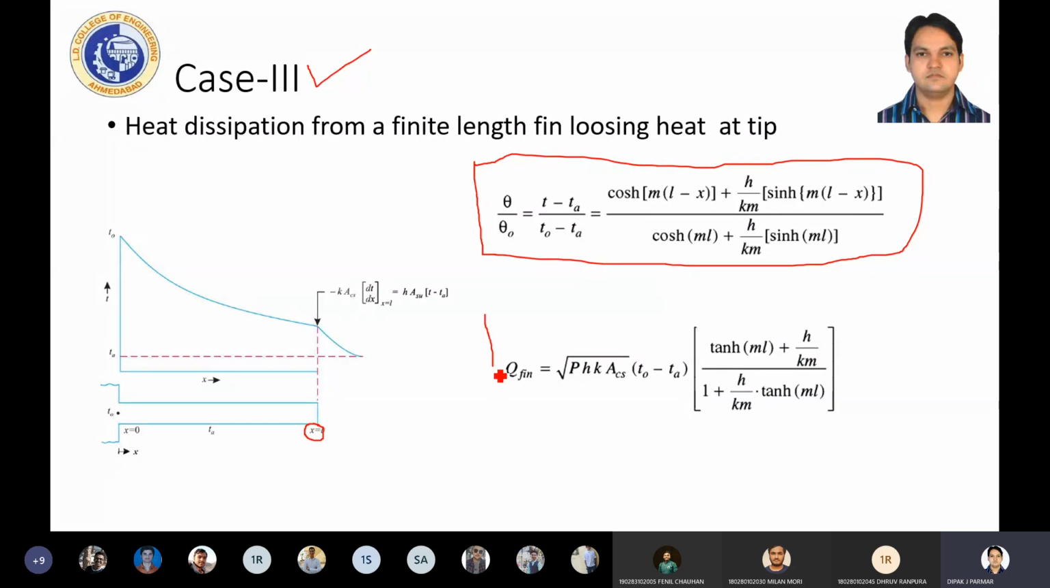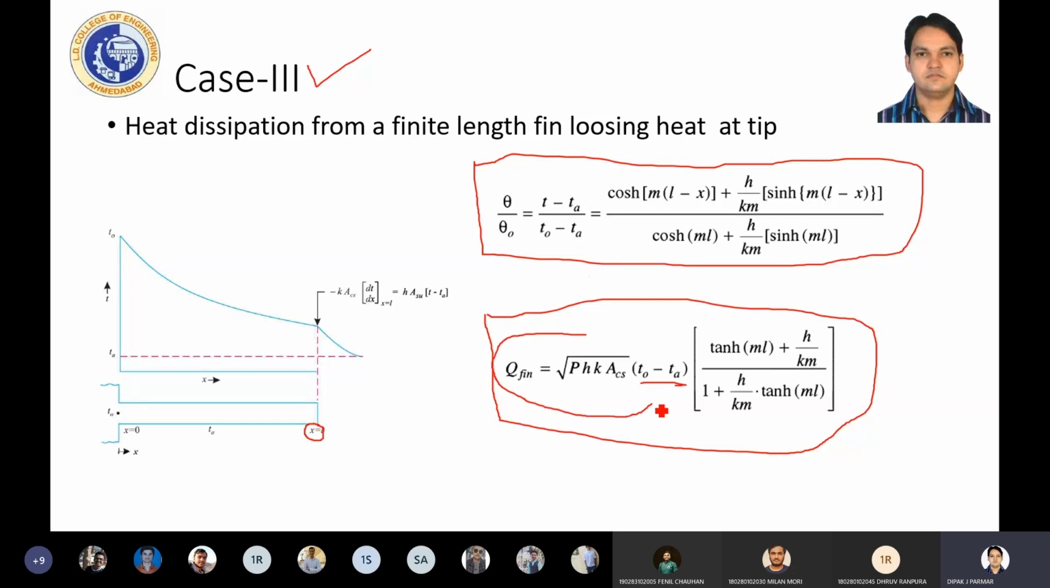And if you get the heat transfer rate, the equation comes to under root of h P k A_c times (T minus T_O). This is a common term in all three cases. This term is added for the particular case 3, that is (tanh mL plus h upon k m) divided by (1 plus h upon k m times tanh mL). So according to the data given in your numerical problem or physical situation, you can correlate your physical situation with either case 1, 2 or 3.